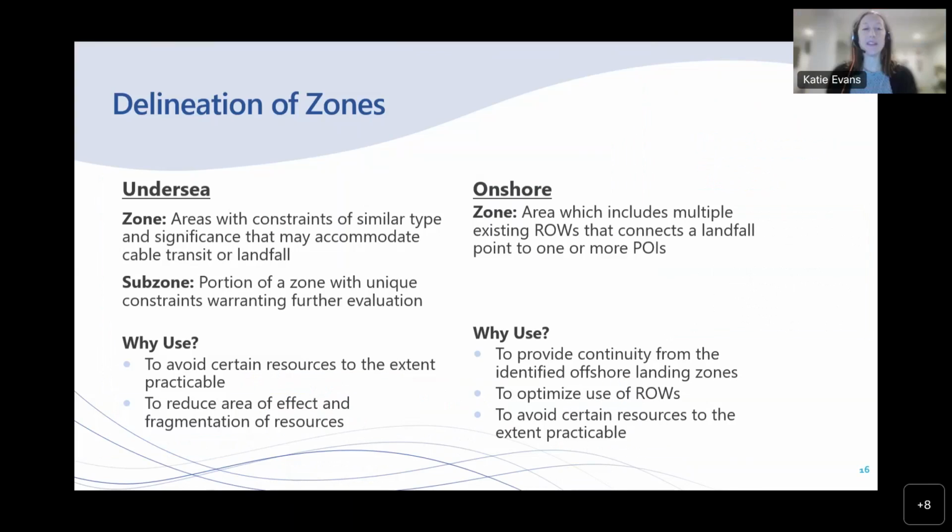Thank you. I'll just jump in quickly and go through the onshore zone delineation process and the definition of an onshore zone. It's really an area which includes multiple rights of way that connect a landfall point to one or more points of interconnection. So they were delineated to provide some continuity from the offshore landing zones that Steve discussed to, as I said, one or more points of interconnection. Zones optimize the use of existing rights of way, which I'll define on the next slide, actually in 2 slides, I believe, and exclude certain resources to the extent practicable, where complete avoidance is necessary or preferred, like in the case of wetlands, critical species and sensitive habitats, and environmental justice communities. Next slide.